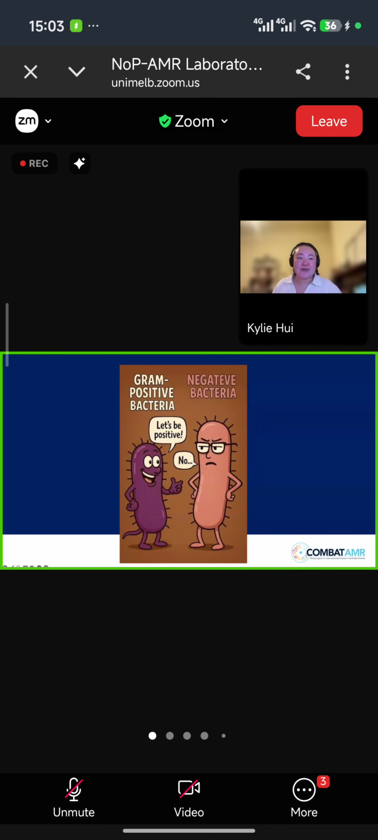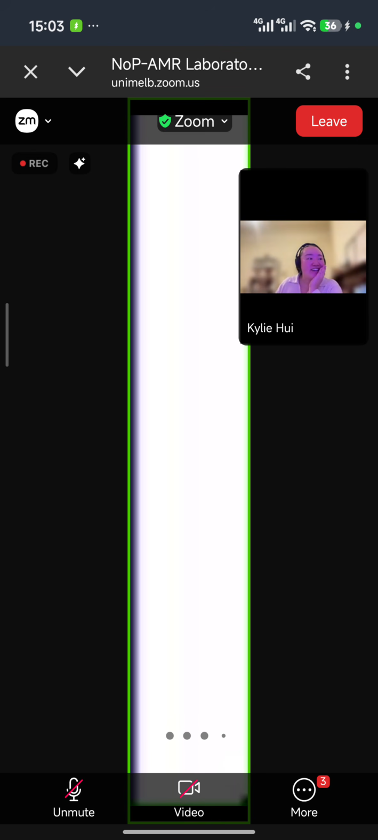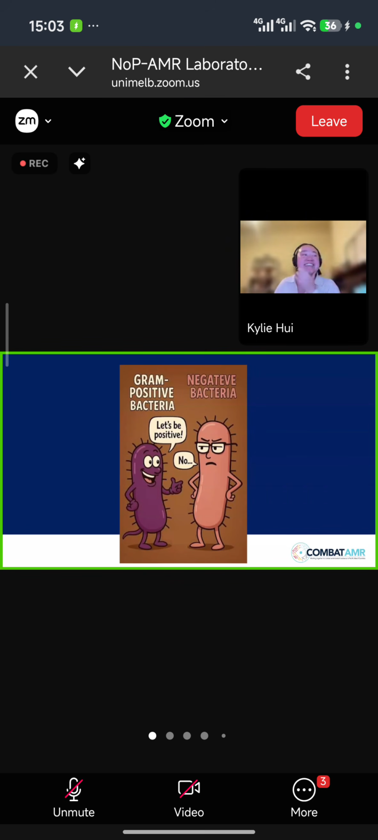So with that, this is a funny little comic that I hope brings you a bit of joy before we move into our next part of today's session. Here's a gram-positive bacteria, and he wants to be positive, but the gram-negative bacteria does not want to be positive. So I thought that was quite fun. I also can't see anyone's faces, so I can't tell whether you're laughing.